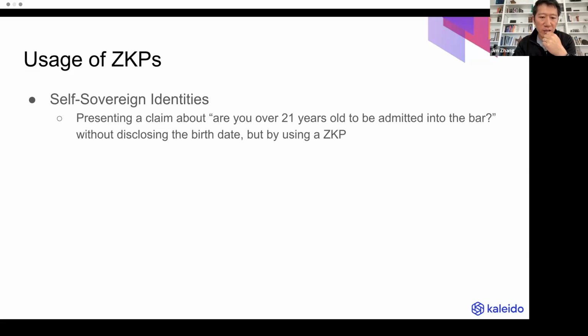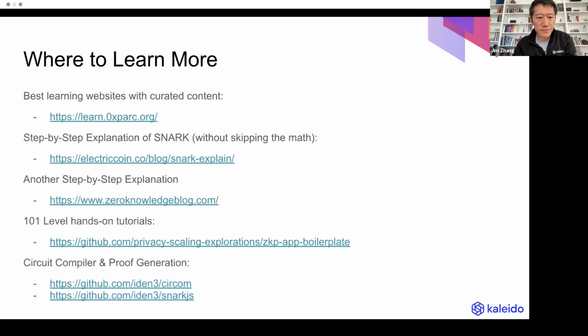Finally, in self-sovereign identities or decentralized identities, oftentimes you don't want to disclose your information, but you just want to disclose a proof that the information you hold meets certain criteria. For example, when you show up at the bar, you need to prove you're over 21, but you don't want to disclose your exact birth date. So you can generate a proof that says my birth date is before a certain date, showing that you are over 21 with a zero-knowledge proof.